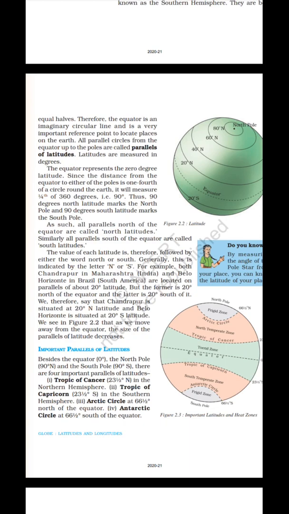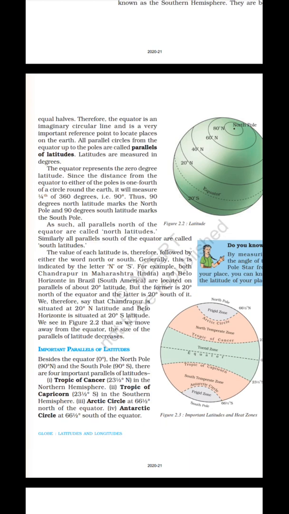For example, both Chandrapur in Maharashtra, India, and Belo Horizonte in Brazil, South America, are located on parallels of about 20 degrees latitude. But the former is 20 degrees north of the equator and the latter is 20 degrees south of it. We therefore say that Chandrapur is situated at 20 degrees N latitude, north latitude, and Belo Horizonte is situated at 20 degrees south latitude. We see in figure 2.2 that as we move away from the equator, the size of the parallels of latitude decreases.